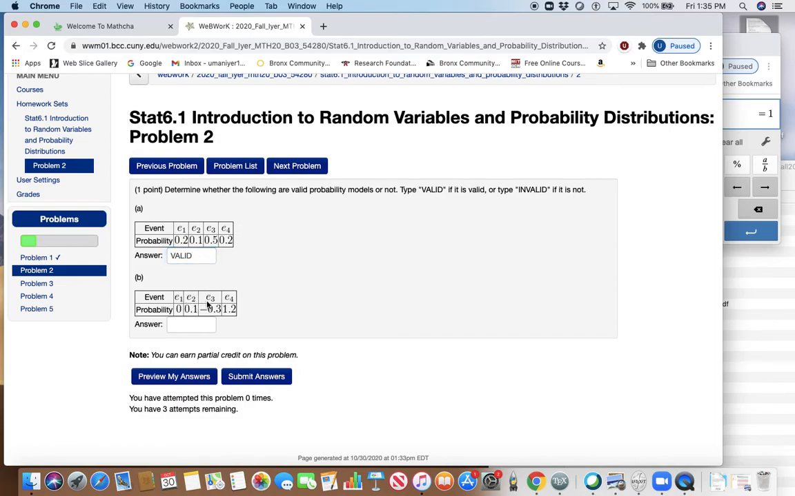Here, E1, E2, E3, E4. Is everything greater than or equal to 1? Fine, not fine. Greater than or equal to 0, I'm sorry. So you need to be greater than or equal to 0, less than or equal to 1. So that is not greater than or equal to 0. That is not less than or equal to 1. So regardless, it is invalid.